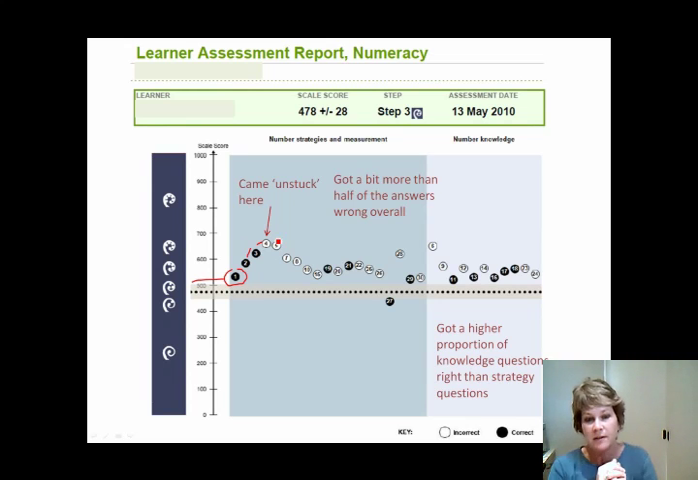And the same thing is going to happen if somebody's operating at step 2. The questions at step 3 are going to feel harder for them. So they need to know that going into it, that if it feels like it's getting harder, that's a good thing, because they're getting some questions right.